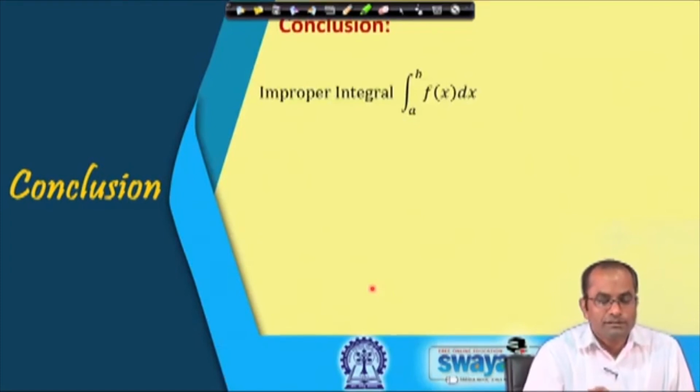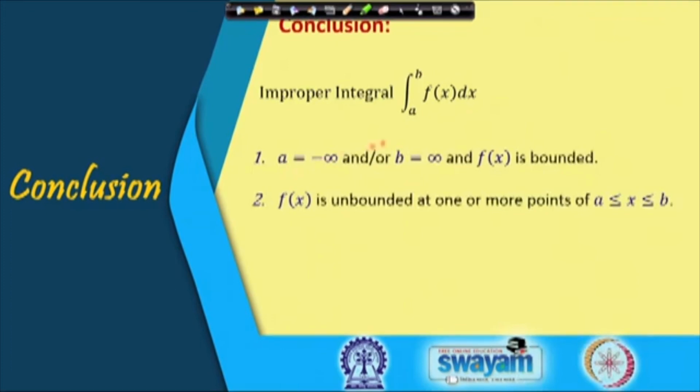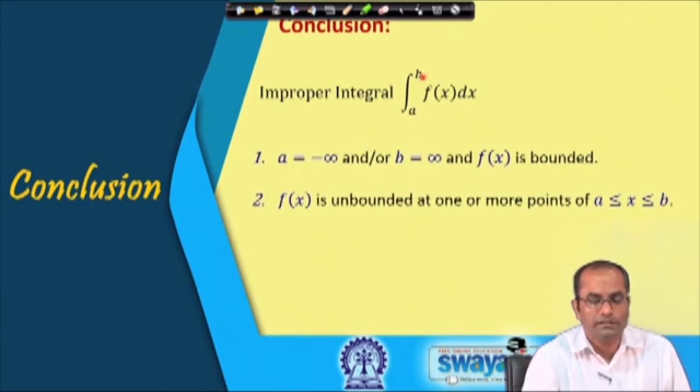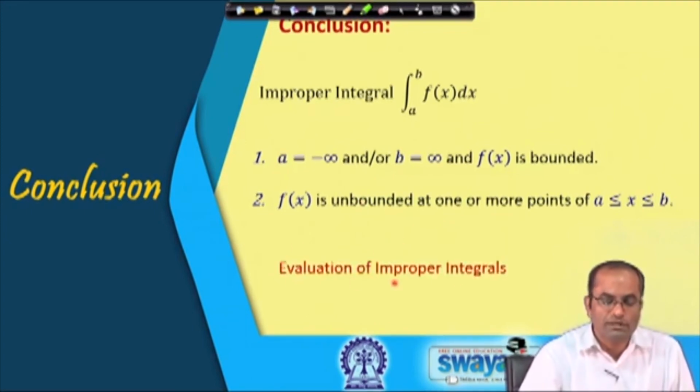So, today we have discussed the improper integral of this kind, and there were two possibilities: a may be minus infinity, b may be plus infinity, and f(x) is bounded. This was the integral of the first kind. We have also seen that there might be a situation where f(x) is unbounded at one or more points in this interval, a less than or equal to x less than or equal to b. In that case also this is an improper integral of the second kind, and we have also seen how to evaluate those integrals using the limit.